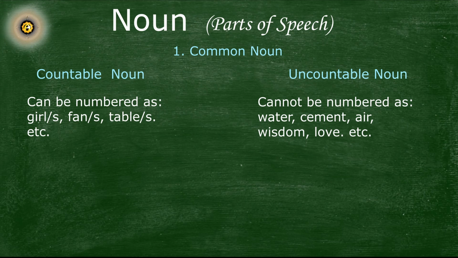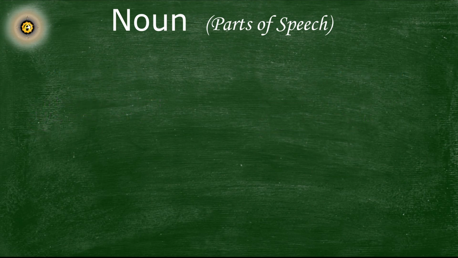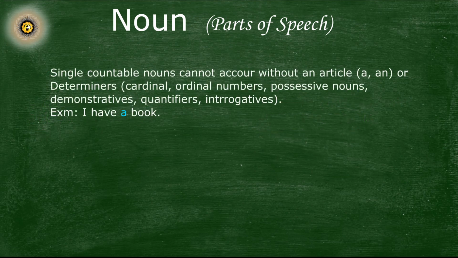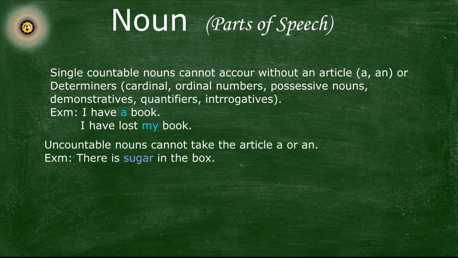Now let's discuss some of the rules of countable and uncountable nouns. Now if there are singular countable nouns, they cannot occur without article or a determiner, right? For example, I have a book or I have lost my book. Understand? Then uncountable nouns cannot take the article a or an. There is sugar in the box. Okay. So sugar here is uncountable noun. So there is not going to be a or an with this noun.